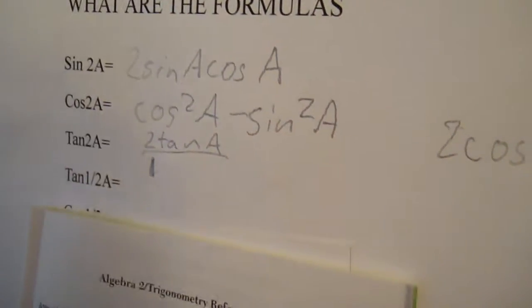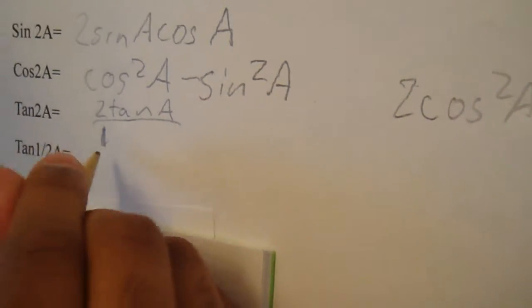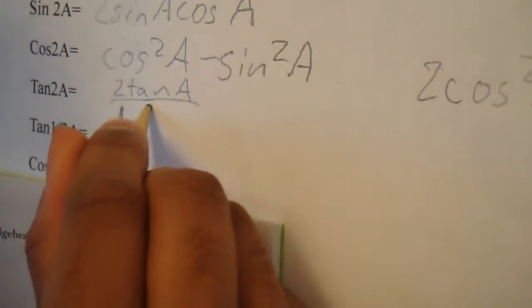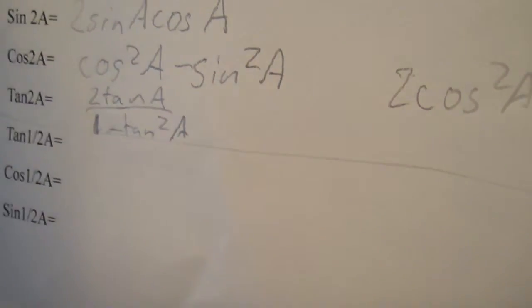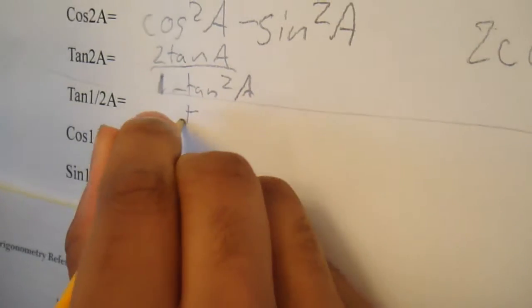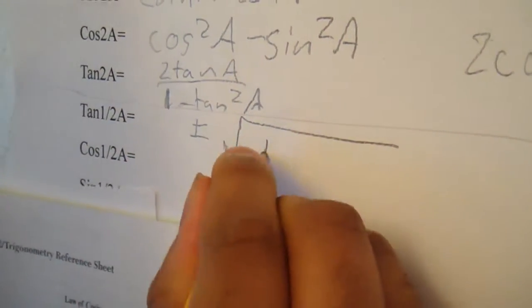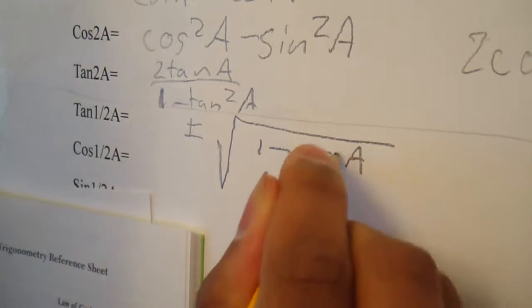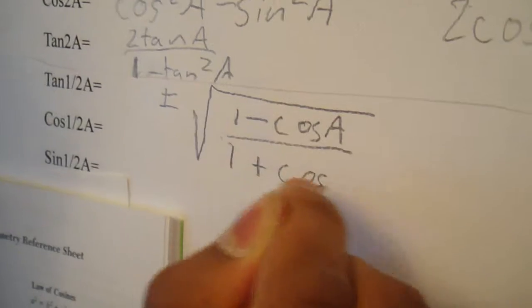2 tan A divided by 1 minus tan squared A. Okay, so that covers the double angles. Now, the formulas for half angle are: tan half A is plus or minus the square root of 1 minus cos A over 1 plus cos A. Very nice.